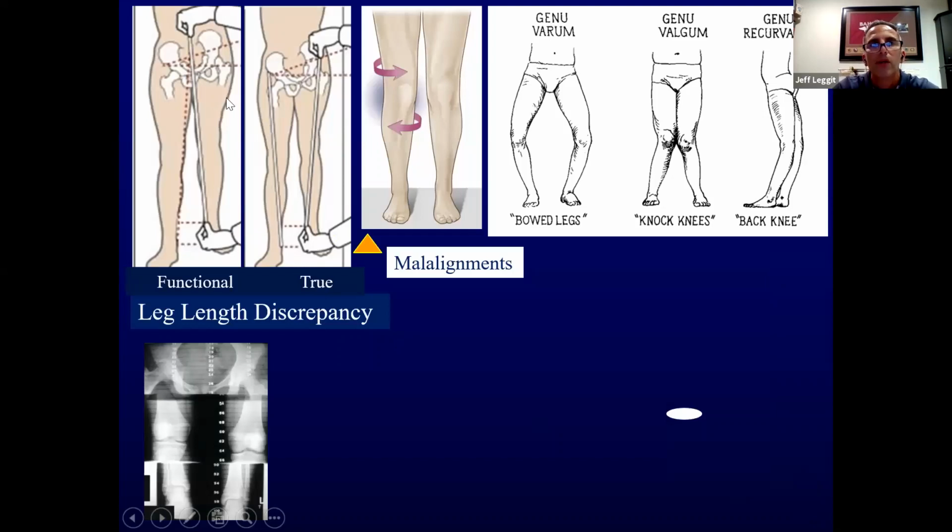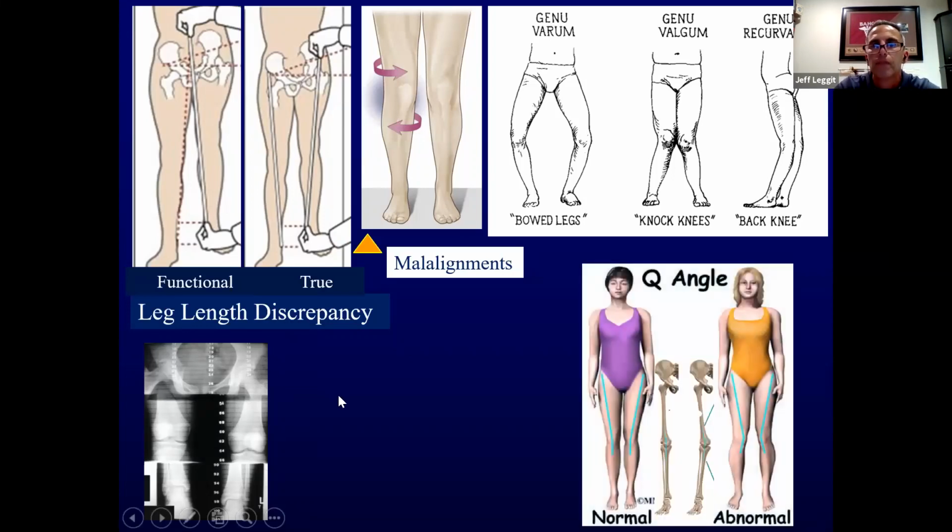There's something we call functional and true. A functional is measured from the umbilicus down to a point on the medial malleolus. And a true is from a fixed bony point to a fixed bony point, so normally we'll say the ASIS down to the medial malleolus. If you think someone has a true leg length discrepancy, then you must get a scanogram. Our x-rays actually measure that. By convention, we usually say if it's a centimeter or more, then that is actually a true leg length discrepancy, and that's something you're going to want to try to address.